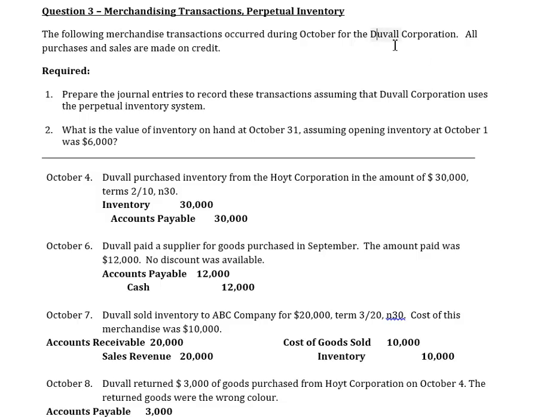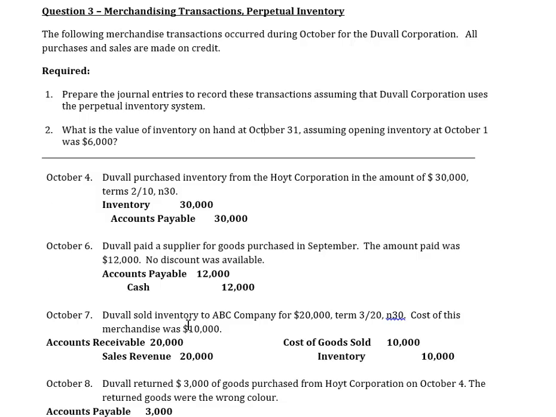In this case, our company Duval is making purchases from their suppliers and sales to their customers. What we're going to do is record all the journal entries that relate to the October transactions for Duval, assuming a perpetual inventory system. We're also going to calculate the value of ending inventory on October 31st after all these transactions are journalized.